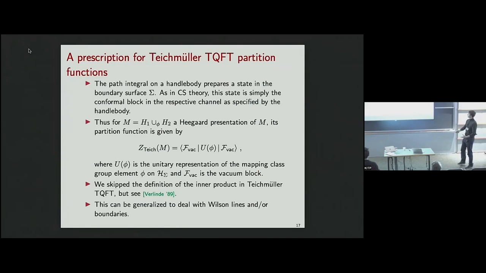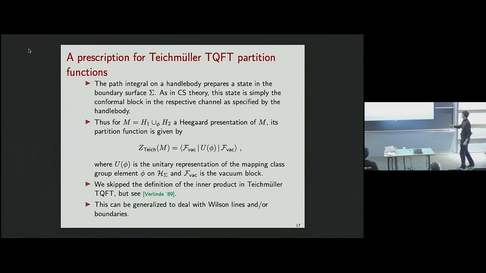And that's easy. The partition function on one handle body has been, I think, known in the literature. I'm not sure what to cite here exactly, but it gives the vacuum conformal block on the boundary. And so if we now write our manifold like that, then we can see that the Teichmueller partition function will just be the vacuum block sandwiched with the corresponding operator that represents that crossing transformation, and sandwiched again with the vacuum block.